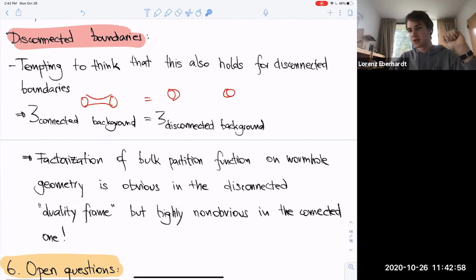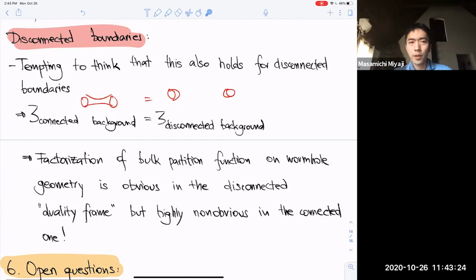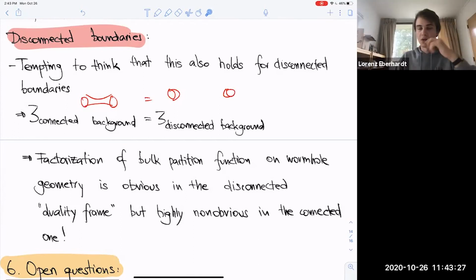So if you believe that this thing that seems to hold at genus 1, that different backgrounds give the same boundary partition function, also holds for a disconnected background, then you get this equality. In particular, the existence of this guy doesn't spoil the factorization of the boundary partition function because it's just equal to this guy, and this guy factorizes. So you have this example. Again, there's no computation that shows this. It's just extrapolating from the genus 1 case.